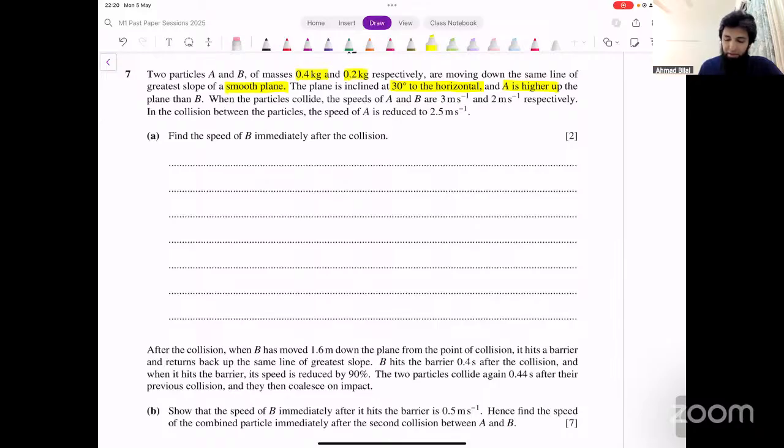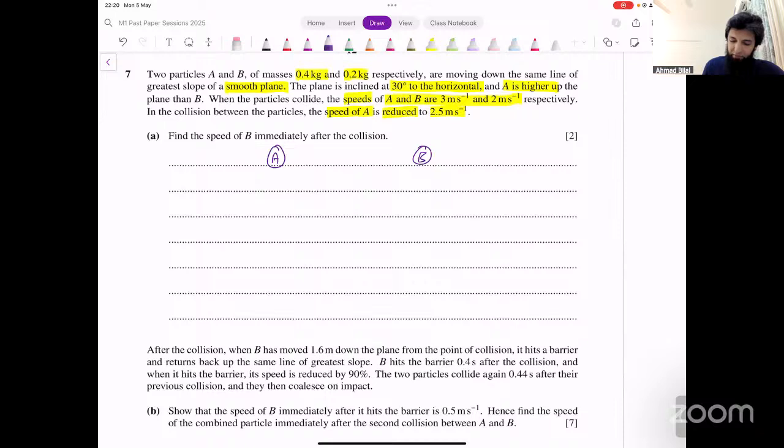When the particles collide, the speeds of A and B are 3 and 2 meters per second respectively. In the collision between the particles, the speed of A is reduced to 2.5 meters per second. Find the speed of B immediately after the collision. Okay, now how do you think about this? It's just a simple application of conservation of momentum. You've got an inclined surface, but that's probably not required here for now. Let's just think about the speeds of both the particles before collision and after collision.